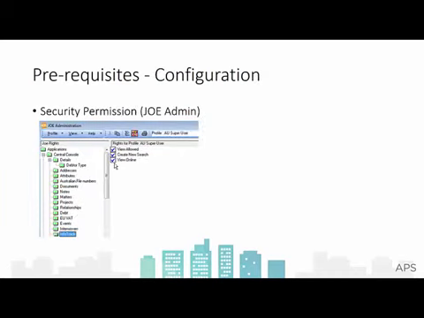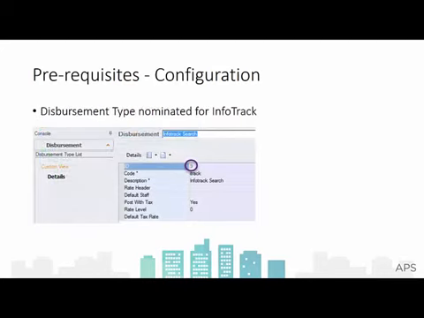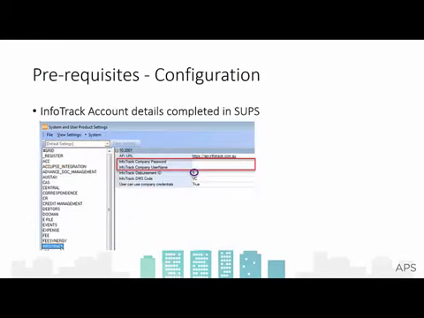The configuration requirements in terms of APS is that we have our security permissions through GoAdmin, and these are all outlined in the user guide. There's the disbursement type that you nominate for InfoTrack searches, and that type ID will need to be entered into the System and User Product settings, also known as SUPs, into your system account. Likewise, you'll need a company username and password and the relevant DMS code or document management system code that you're using.